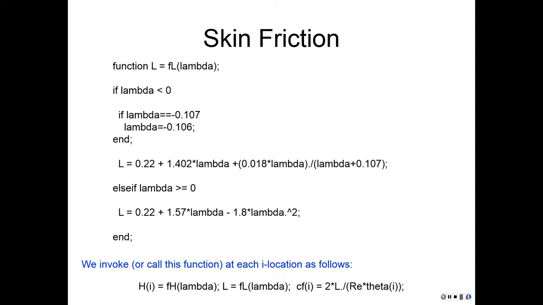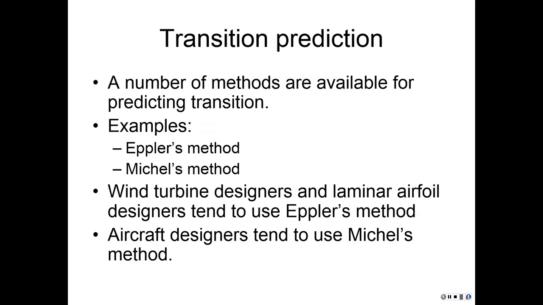So skin friction is given in here. All these steps are just the empirical relationships that we saw earlier. How do we go from laminar to turbulent flow? Many approaches are available. For laminar, for wind turbine aerofoils, there's a method by a person called Epler. For aircraft, there's an empirical method called Michel's method. So I'll just show an example of one of these methods.